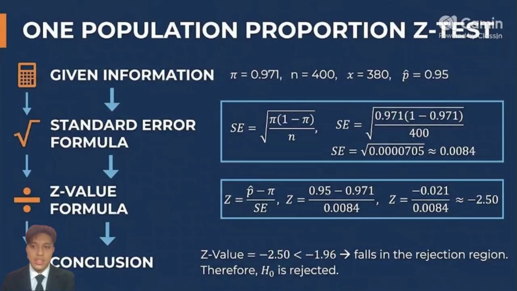After obtaining the standard error, we calculate the Z value using the formula: Z equals sample proportion minus population proportion, divided by the standard error that we got before. This is 0.0084. So the Z value is approximately negative 2.50.